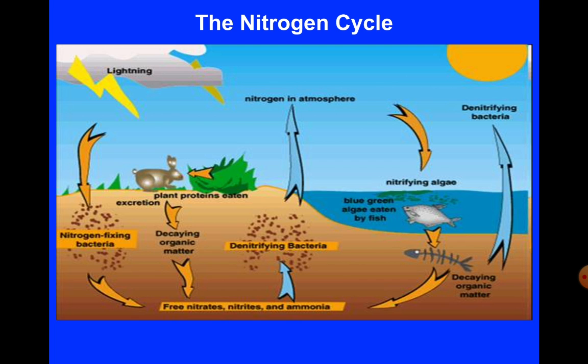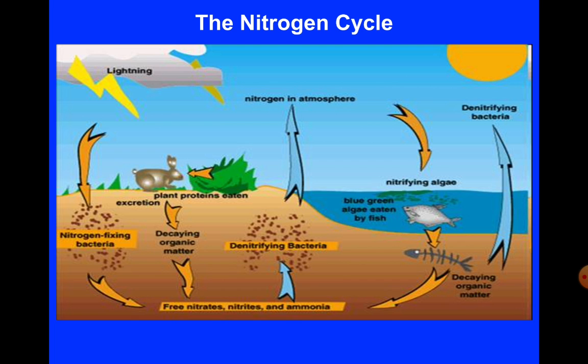Look at the left side, there are bacteria that can do nitrogen fixing. That means to make it into another form. So in the soil we get free nitrates and ammonia. Now there are some special bacteria, we call them the denitrifying bacteria. They can turn it into nitrogen gas again. Now, if we look at the right side, we have special algae that can do the nitrifying, yeah?